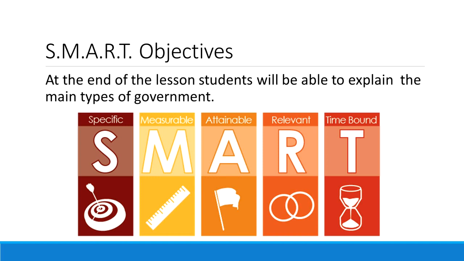It is measurable in the fact that I use the word explain. So that could be in a writing assignment, that could be in a speech they give. It is attainable if it is in the right grade level in social studies and government. It is relevant, again, if it is in a certain lesson as far as social studies or government. And it is time-bound. At the end of the lesson, students will know how to do it.